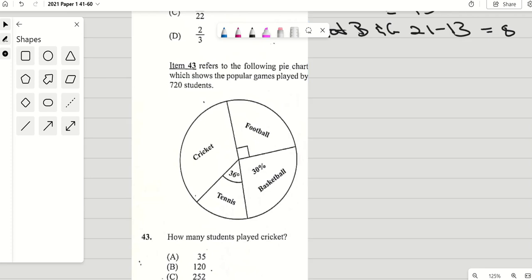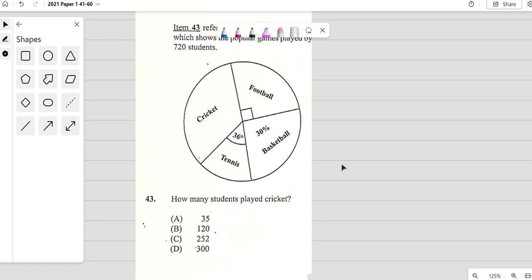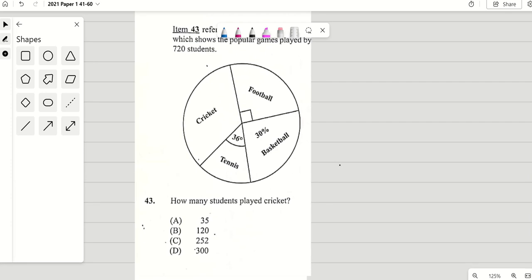Item 43 refers to the following pie chart, which shows the popular games played by 720 students. How many played cricket? Now, I don't know why they did this, but for football, when you see this little square here, you either use percentage or degrees. I would say use percentage. Percentage is easier, right? This would be 25%, a quarter of 100, or 90 degrees is 25%. 90 degrees in a circle is 25%, I should say.